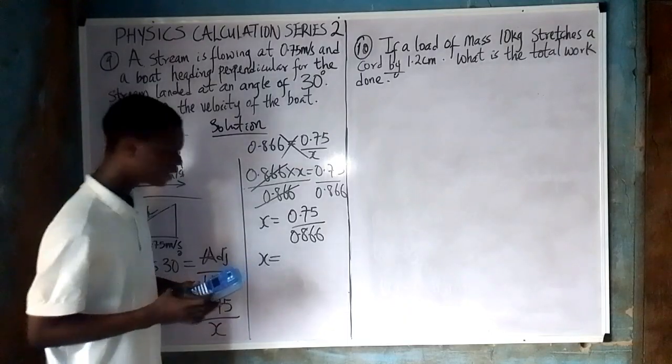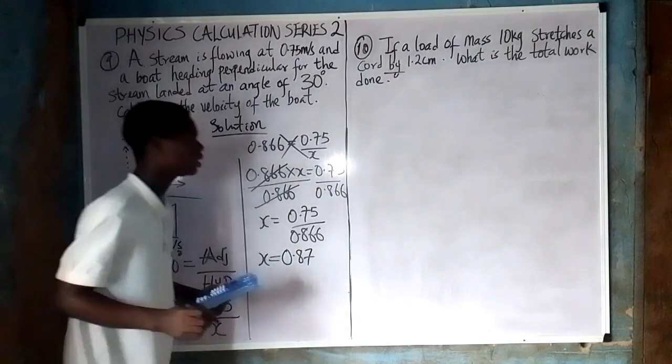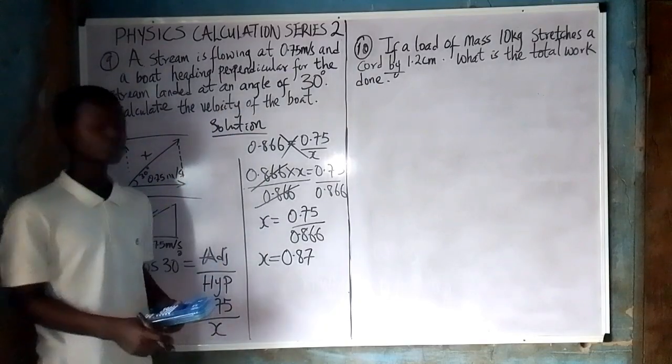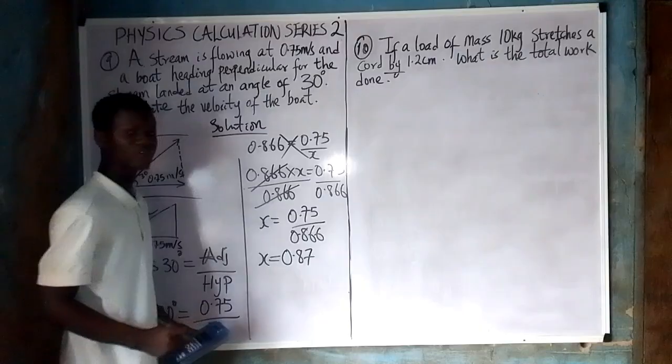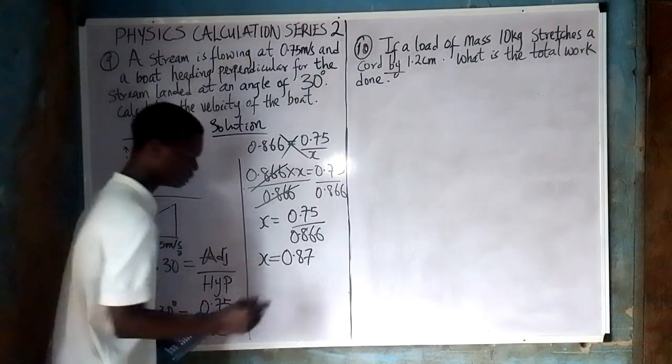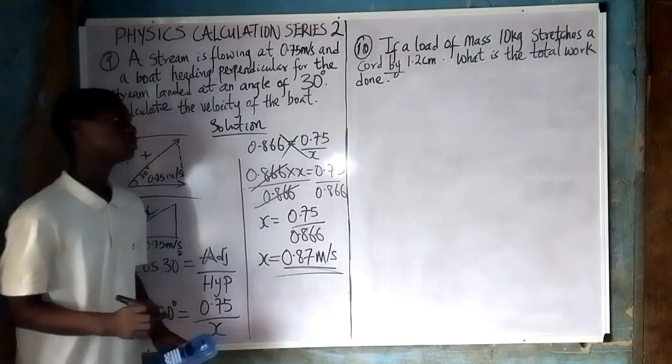Now our final answer is approximately 0.87. So the velocity with which the boat will move in this direction is 0.87. And what is the unit for velocity? Meter per second. So this is the answer to this very question.